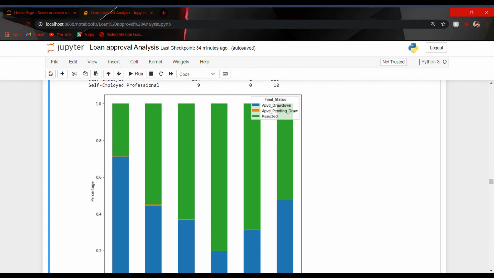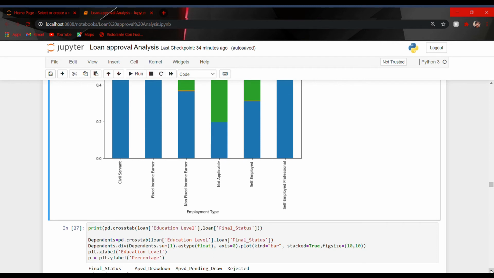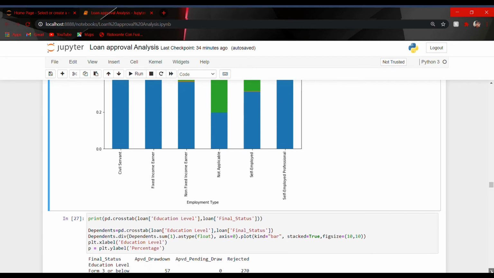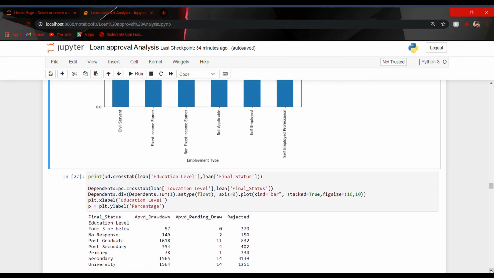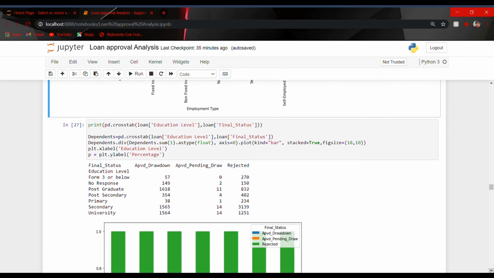So at first there comes the civil servant, then at second there come fixed income earners, that means the official job, and so on. Now let's do the same analysis for the education level column.